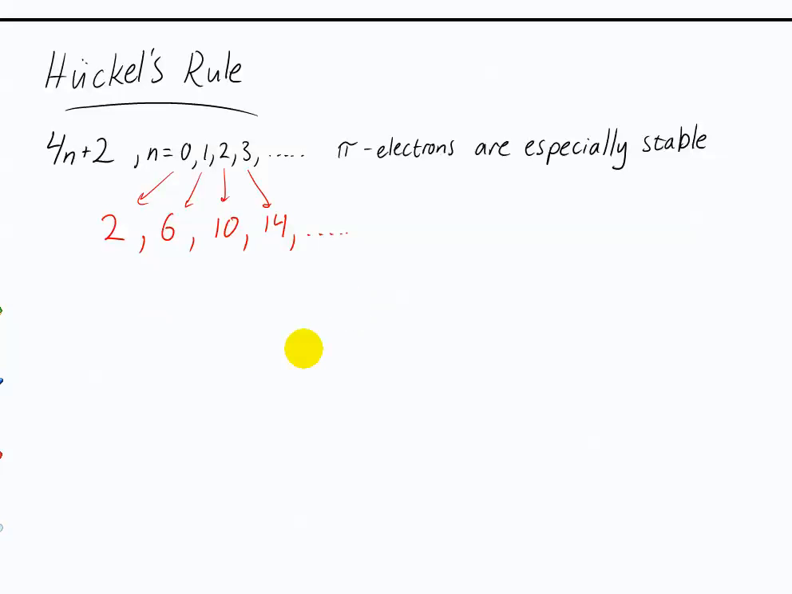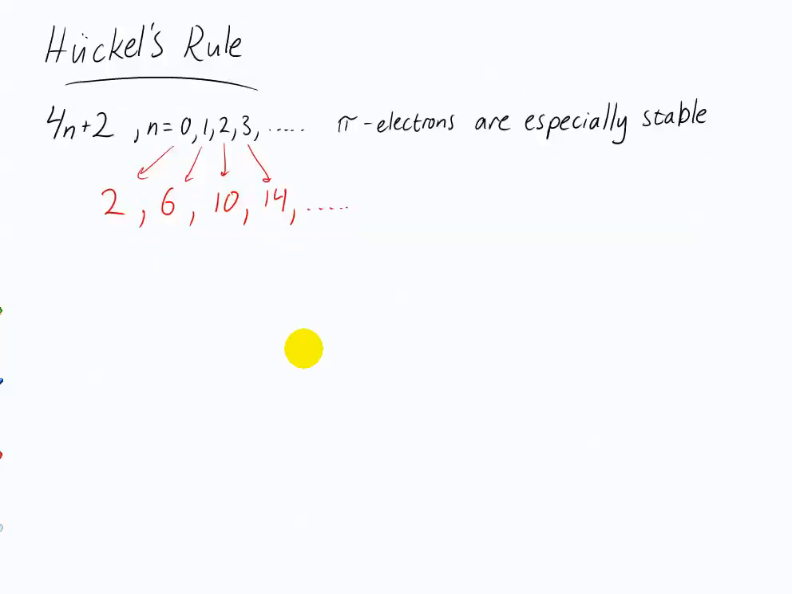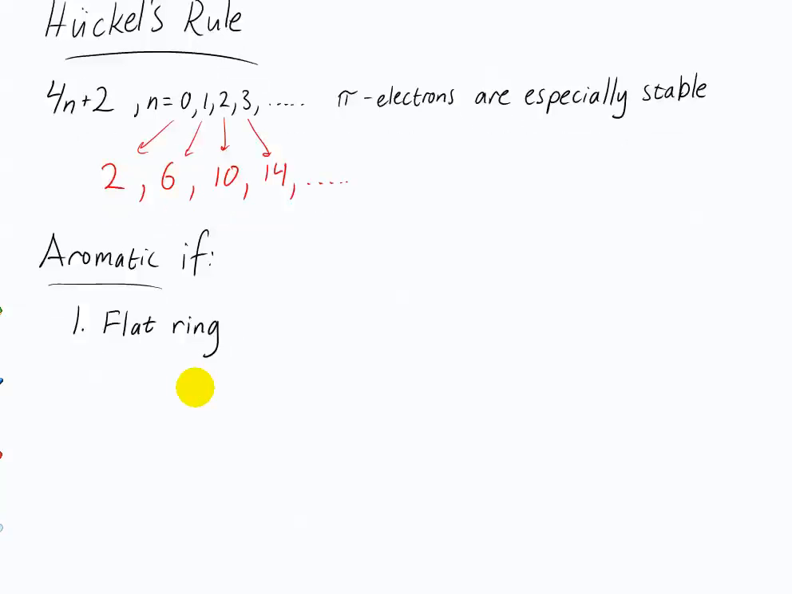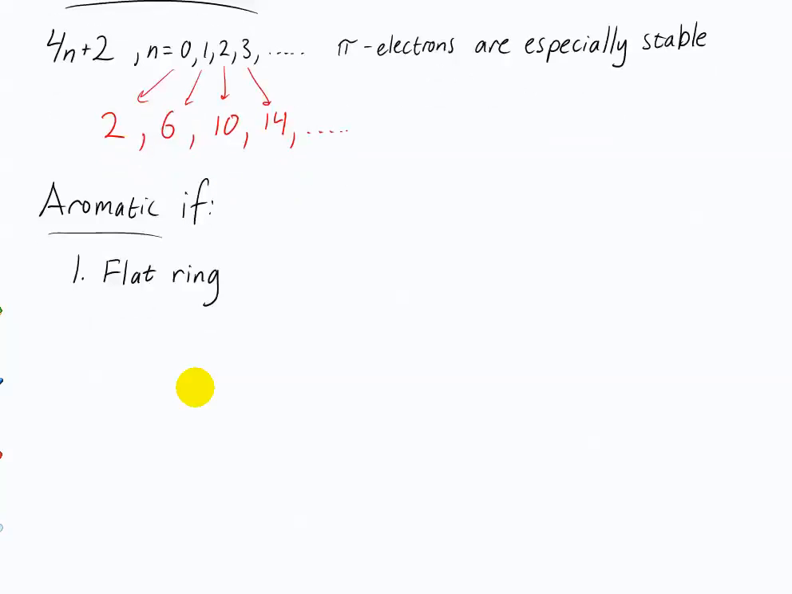Now, there needs to be a couple other things that go your way to have this special stability. And in fact, this special stability is called aromaticity. So we say that something is aromatic if, 1, it is a flat ring. Okay. So the butadienes, the hexatrienes, those are all conjugated, but they can't be aromatic. Aromatic is the special extra stability.